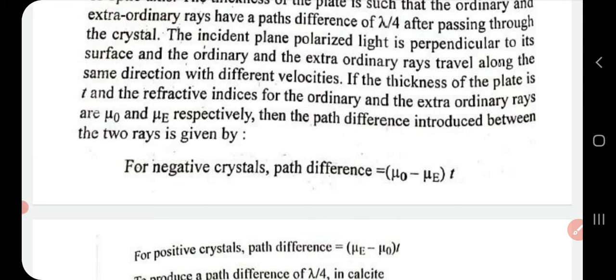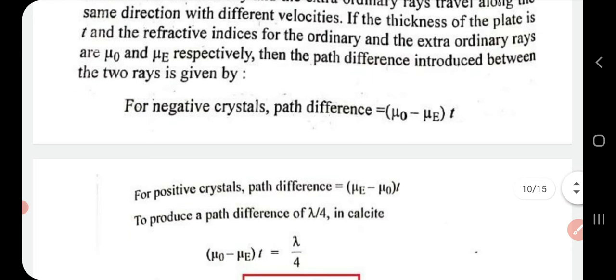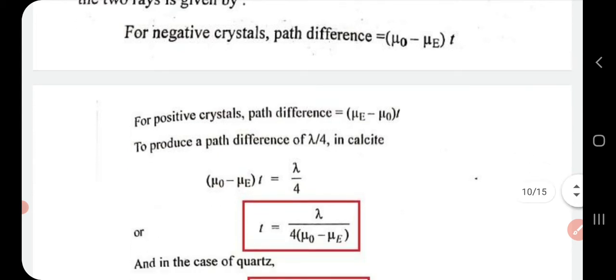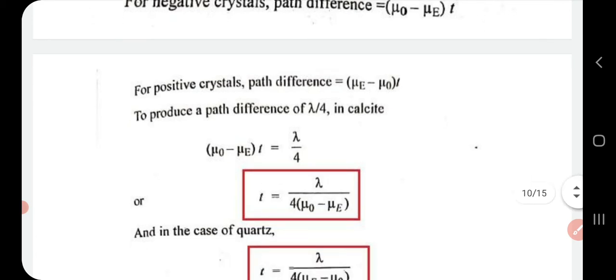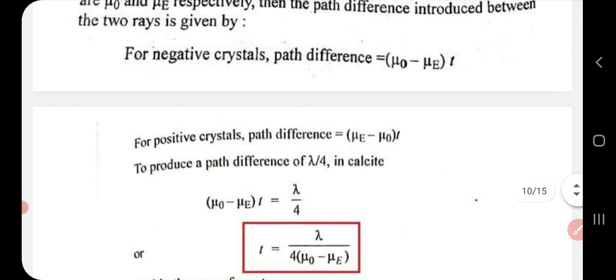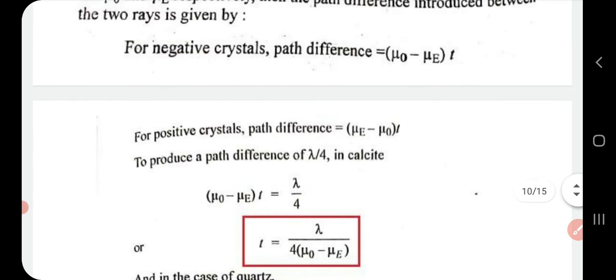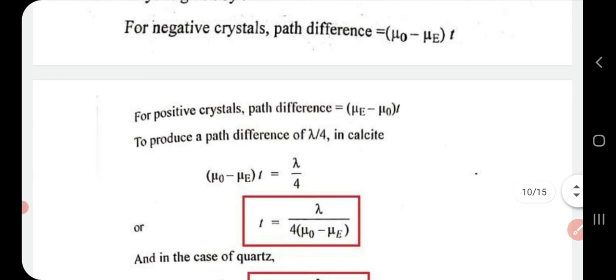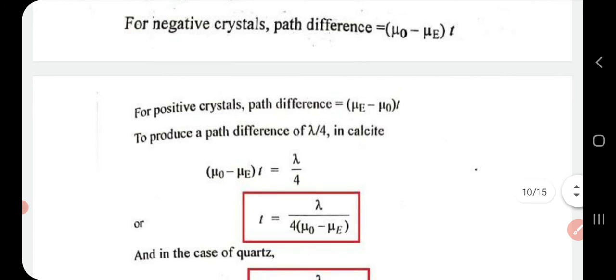That is the formula only in the case of negative crystals. For positive crystals, it will be (mu e minus mu0) into T. Now, to introduce a path difference of lambda by 4, because it is a quarter wave plate, the path difference introduced will be lambda by 4. So in the case of calcite, which is a negative crystal, it will be (mu0 minus mu e) T equal to lambda by 4.